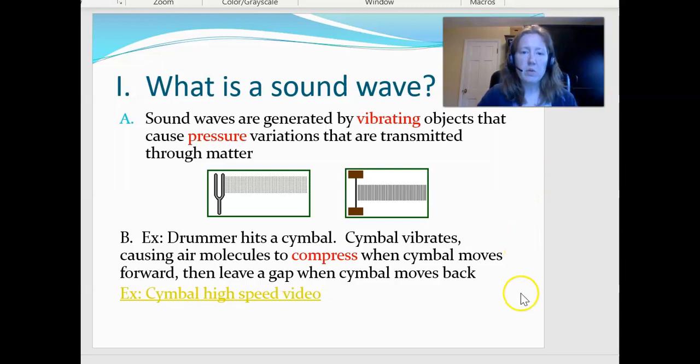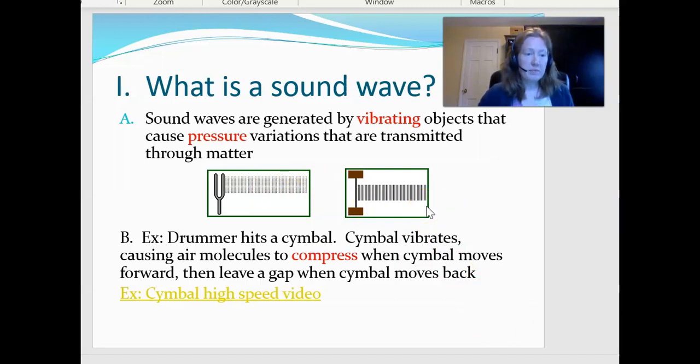A classic example is a cymbal. That seems like a really noisy thing, and that is making a vibration, and it's creating a high pressure area and a low pressure area as it goes back and forth. And I encourage you to open the PowerPoint on my DSHA and watch the slow-mo video and watch these little GIFs here.